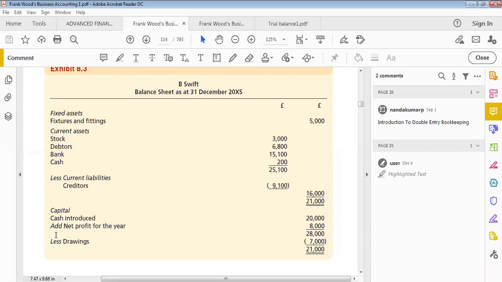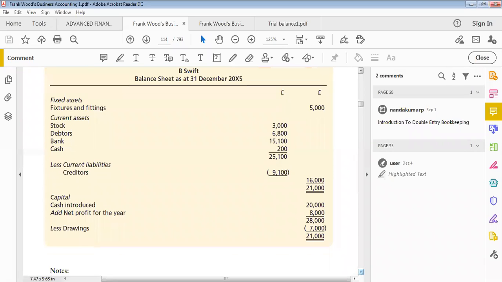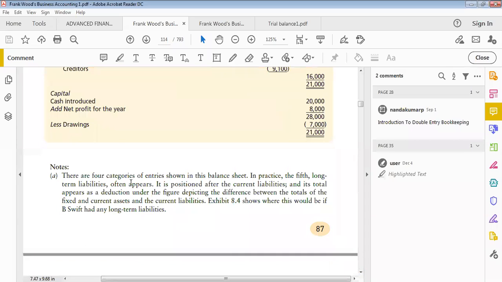And then you'd have the 8,000 of net profit for the year, and you get 28,000. You subtract the drawings of 7,000, you get 21,000, right? That's how you do a balance sheet, good? So this is the original capital in your trial balance, then you add net profit, then you deduct drawings, all right? Now, there are 4 categories of entries shown in this balance sheet.